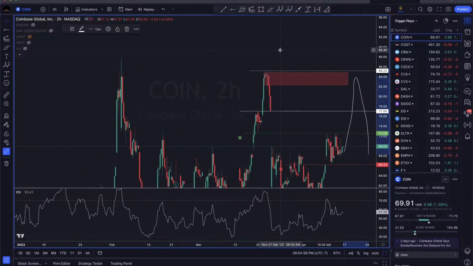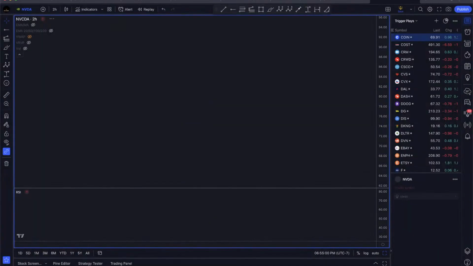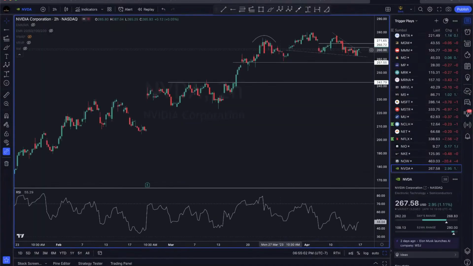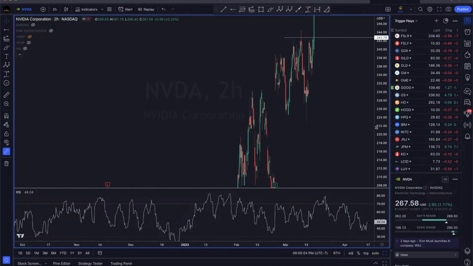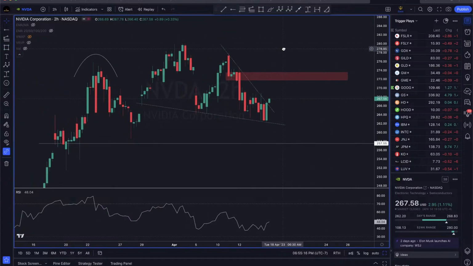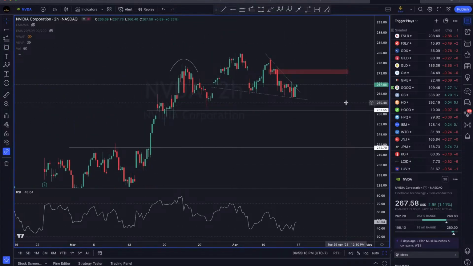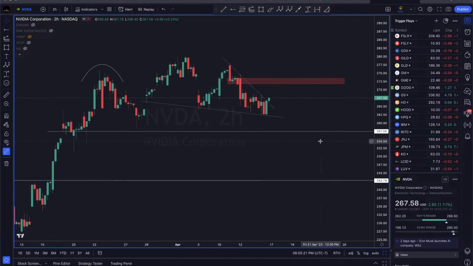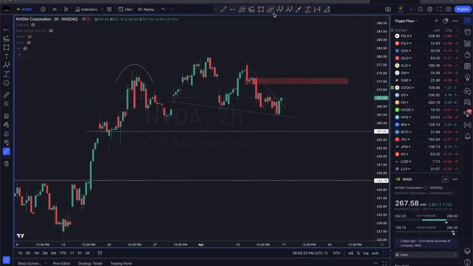Let's look at an example on Nvidia. Everyone wants to short it. Let's see if we find a good entry on this one. Okay, price formed a supply zone here. That's the clear supply here. You guys know the reason why. See the chart. Let me think about it for a second.